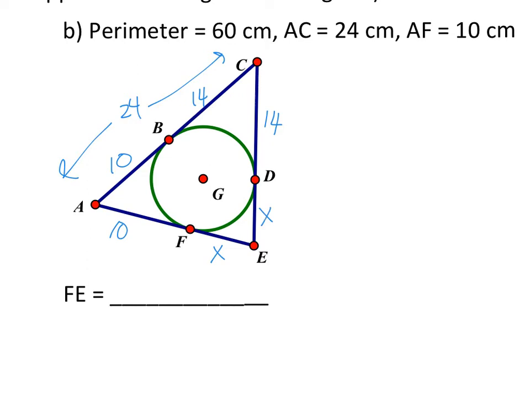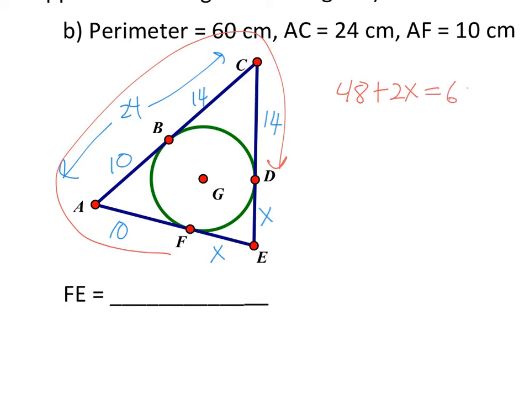So if we add up all these sides, if we add up all these numbers around there, we'll get 34 plus 14 is 48. So 48 plus 2 of the x's adds up to a whole perimeter of 60. That means that 2 of the x's is the same as 12, and x is 6. So solving that linear equation, then these missing sections must be 6. Now we'll have a perimeter of 60.